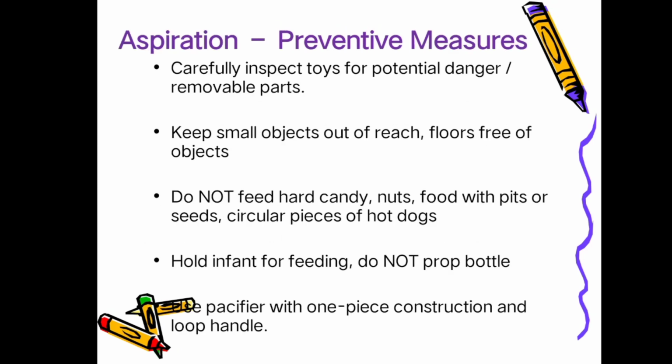Next, the preventive measures are: carefully inspect the toys for potential danger and removable parts, keep small objects out of reach of children, and do not feed hard candies, nuts, food with pits or seeds, or circular pieces of hot dogs. Hold the infant in an upright position while feeding the baby. Use a pacifier with one-piece construction and a loop handle. So these are some of the preventive measures for aspiration.